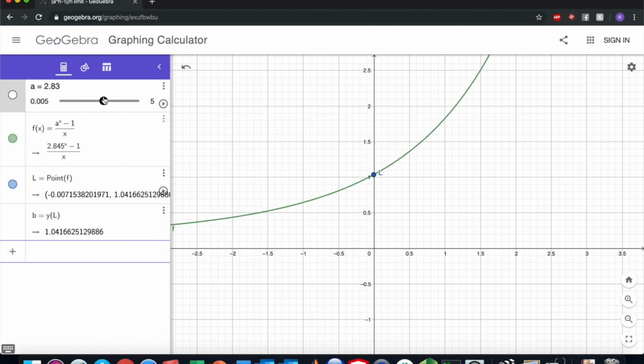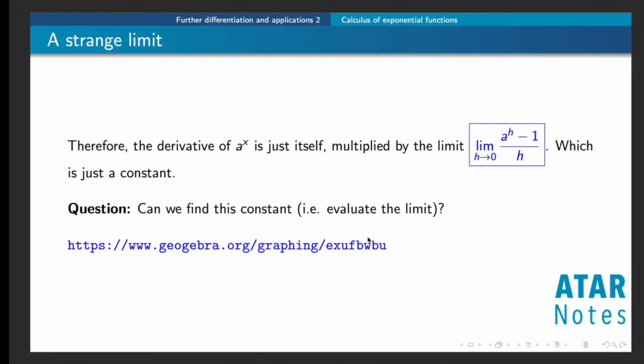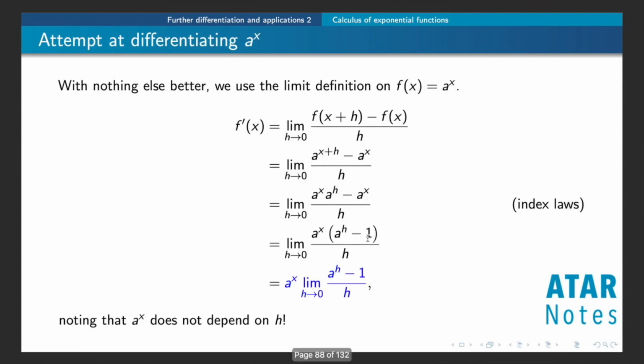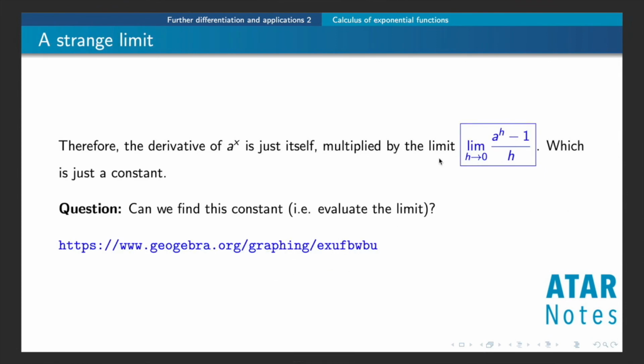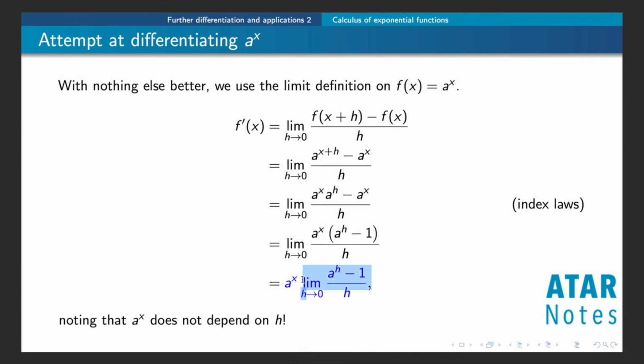But the idea is that if you try moving your value of a very close to this number 2.71828, etc, etc, you'll find that the limit turns out to get to a value really, really close to 1. And that's quite interesting, because if the limit's equal to 1, i.e. this expression here, if that's equal to 1, then when you multiply it out, the whole thing should disappear, right? So ultimately, you're left with f dash of x, f prime of x, is equal to a to the x itself.